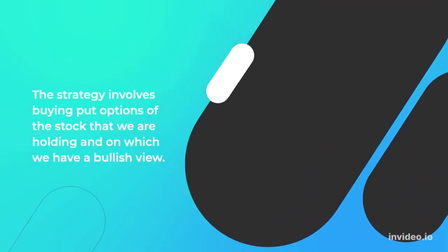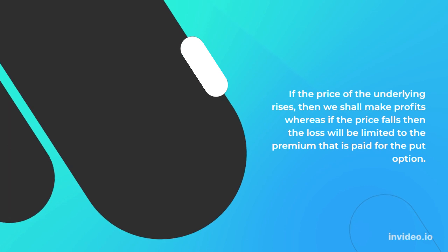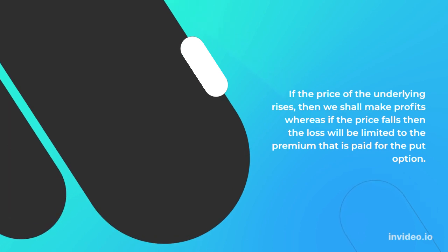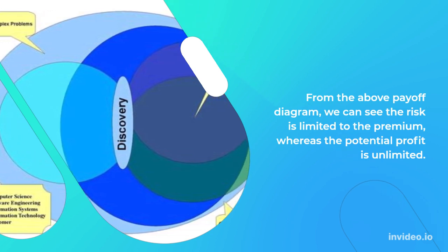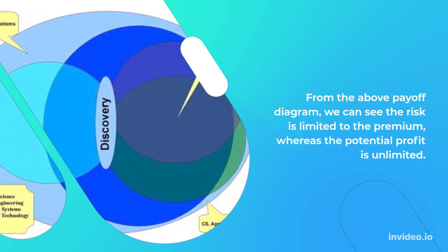The strategy involves buying put options of the stock that we are holding and on which we have a bullish view. If the price of the underlying rises, then we shall make profits, whereas if the price falls, then the loss will be limited to the premium that is paid for the put option. From the above payoff diagram, we can see the risk is limited to the premium, whereas the potential profit is unlimited.